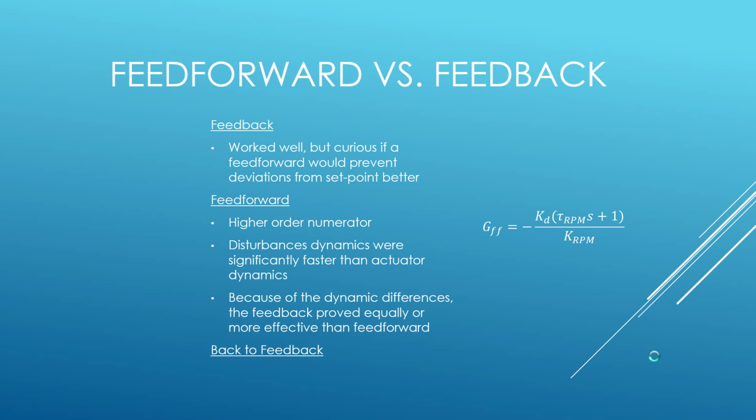However, as mentioned, the disturbance dynamics into the process were almost instantaneous, whereas the RPM dynamics, which we were using as our feed-forward manipulated variable, had slower dynamics than the disturbance did in the process, which ended up being basically the same as a feedback controller and getting the same result. And so we went back to a feedback controller because of that.